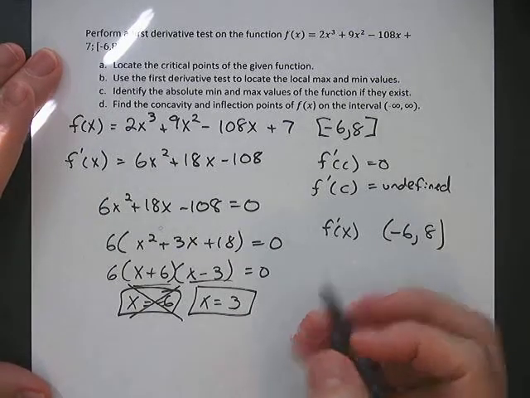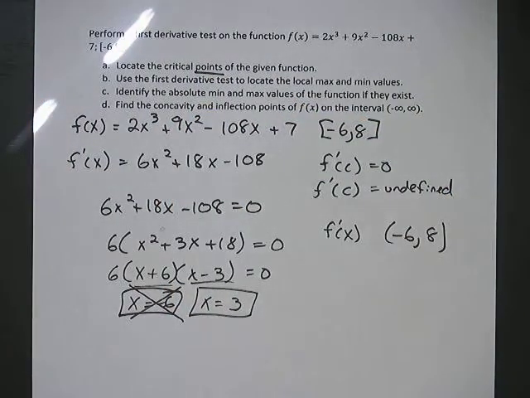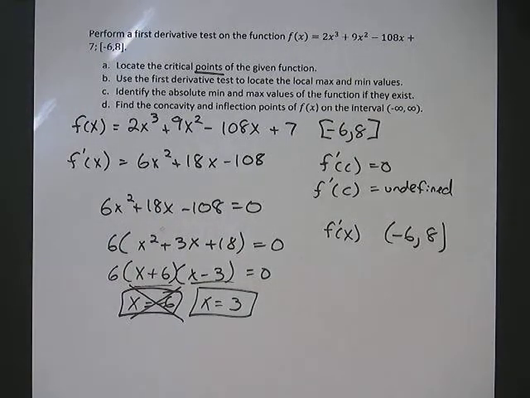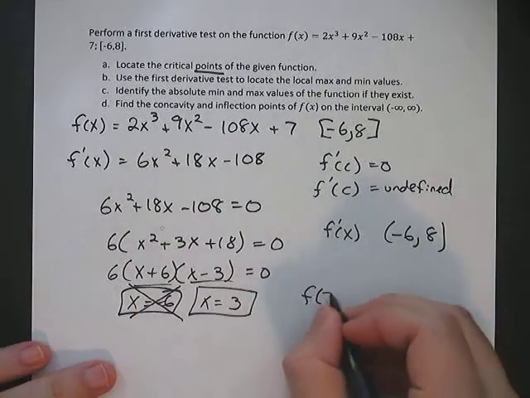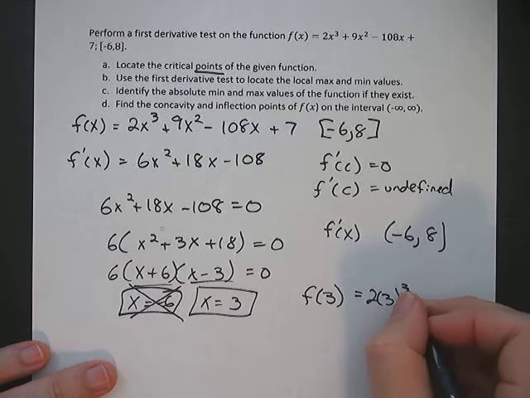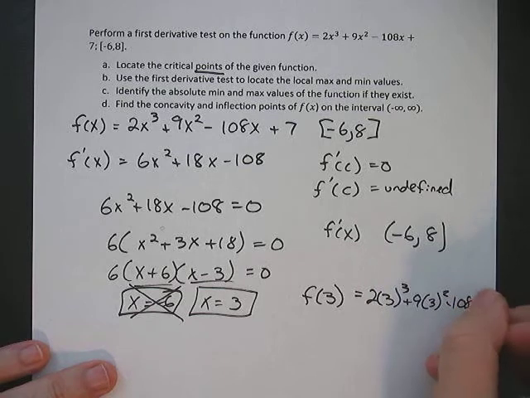If you wanted to find the critical point, be very careful when they ask you for critical numbers versus critical points. For critical numbers, you can just say x equals 3. That's your solution. Critical points are a little different. A point is an x and a y value. So if you want to find the point, you're going to need to plug in f of 3. So 2 times 3 cubed plus 9 times 3 squared minus 108 times 3 plus 7.